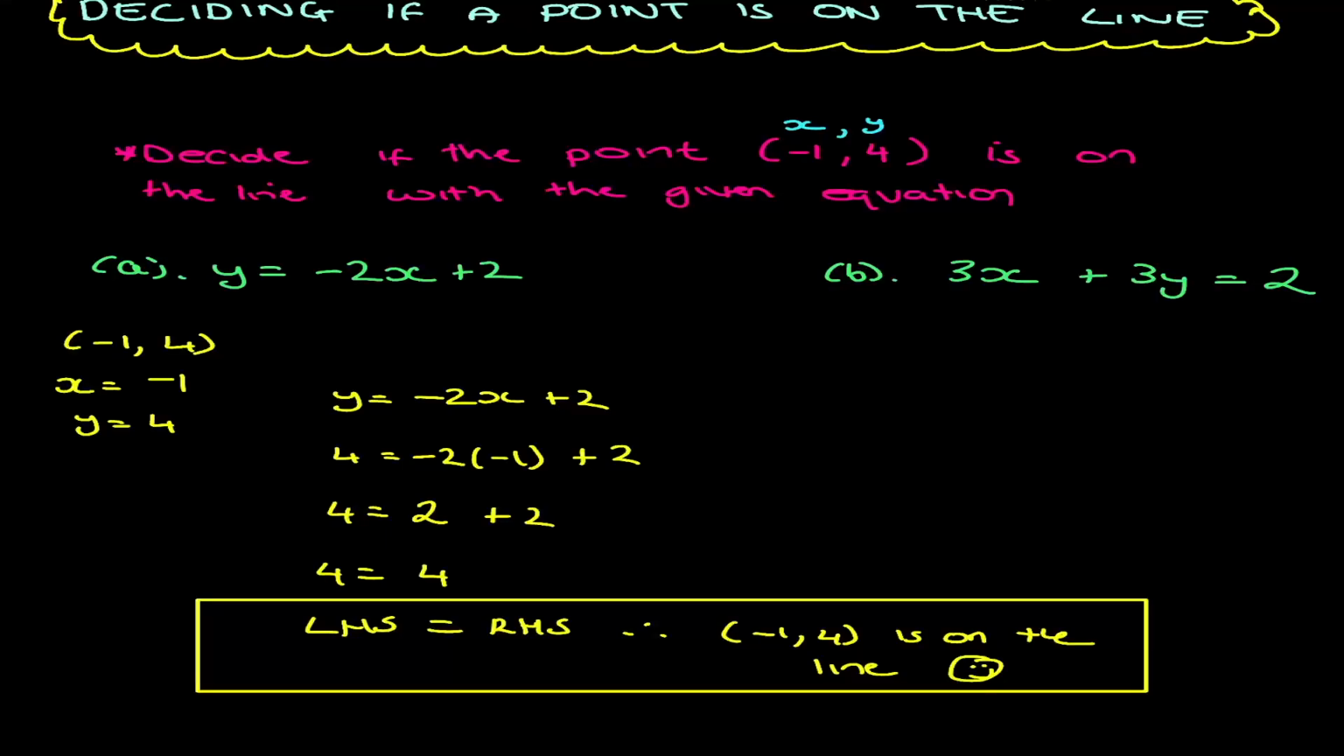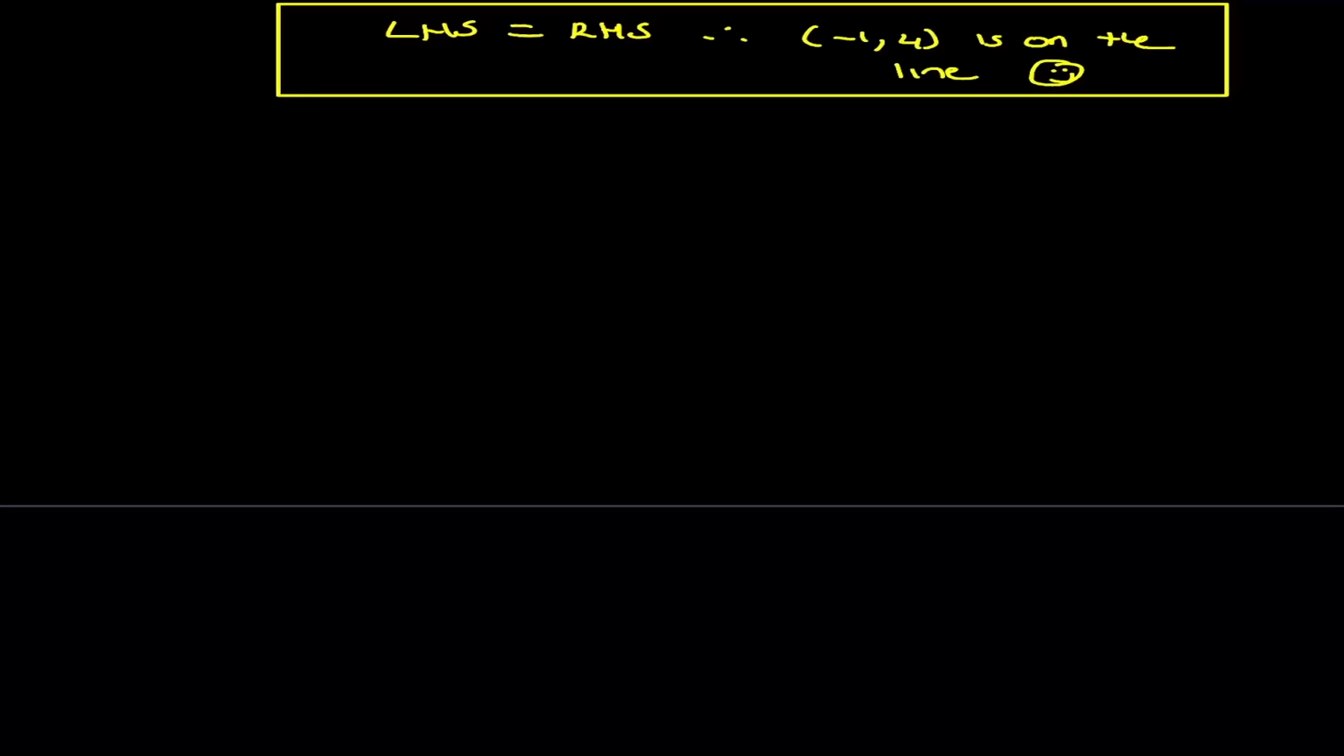Okay, so let's try the second one. You might be able to do this by yourself now. You might want to give it a go, and then just continue watching this to check your answer. So let's check your answers now. The equation for the second one was 3x plus 3y, and we want to know if that equals 2, and the point was -1, 4.